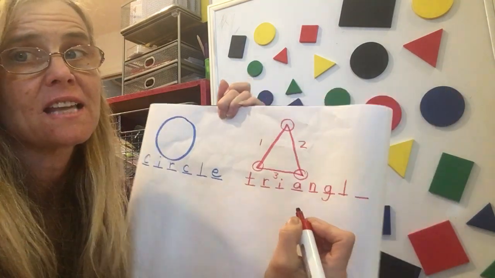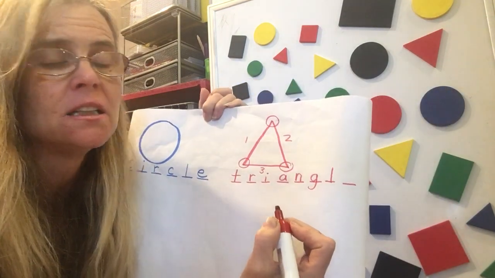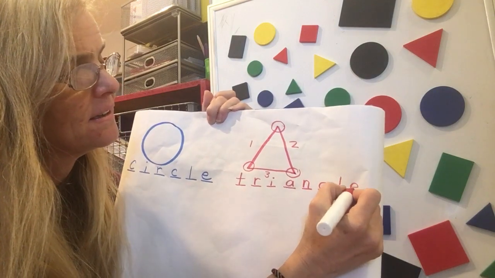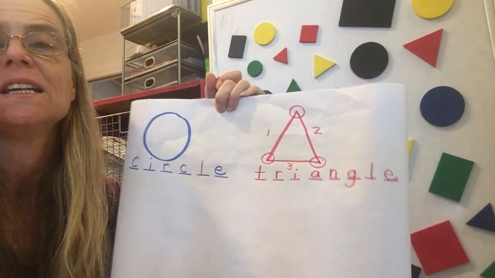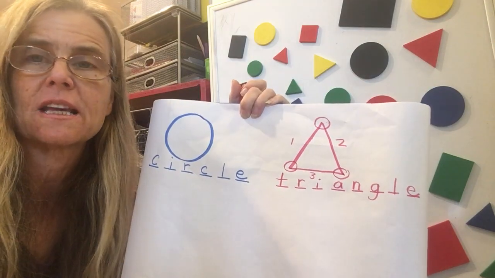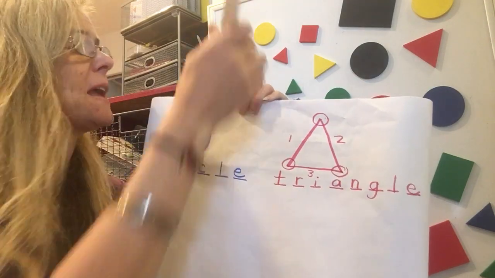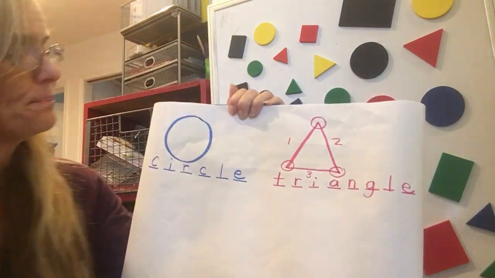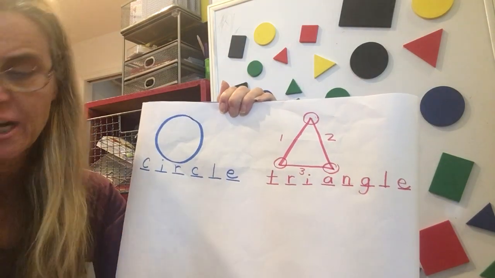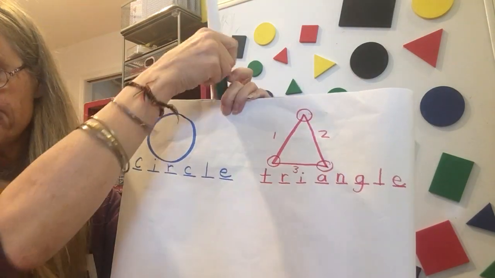A-N-G-L. Now it sounds like we should be finished. Angle. But look, there's a nosy E again. Doesn't have any job in the word except to just sit there and take up some space and make it harder for you to remember. Circle, triangle. Let's try another one.